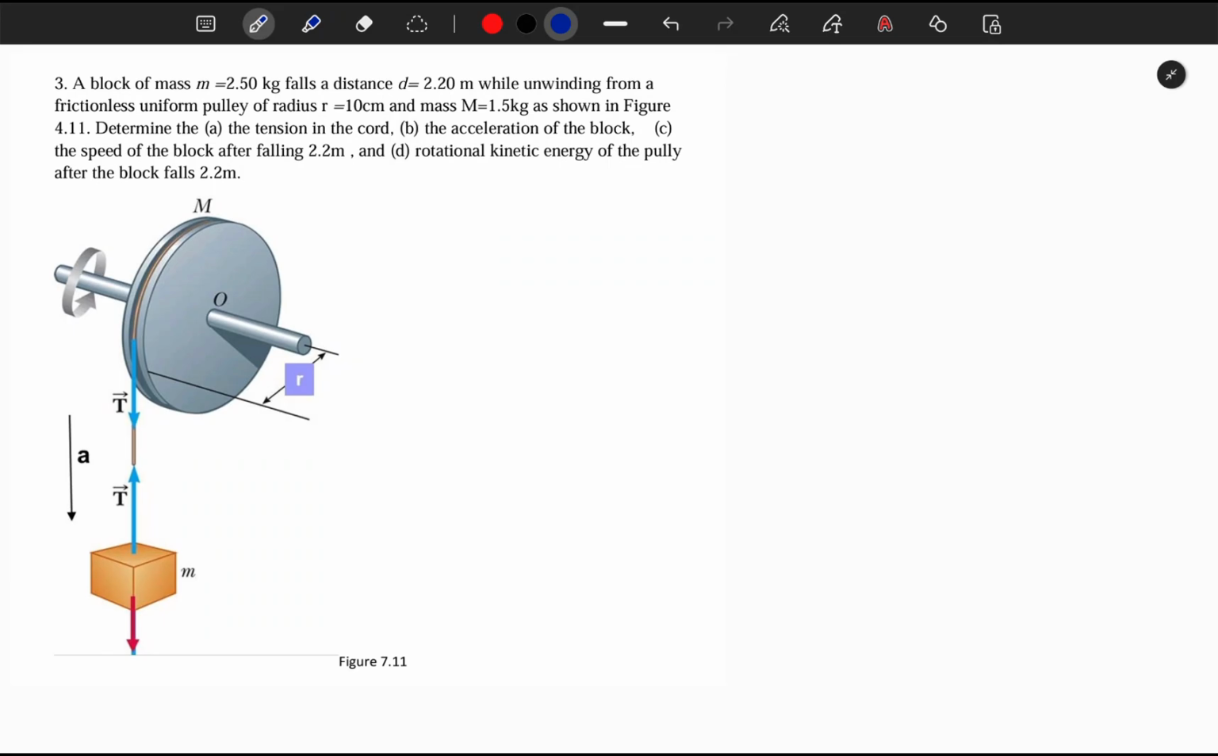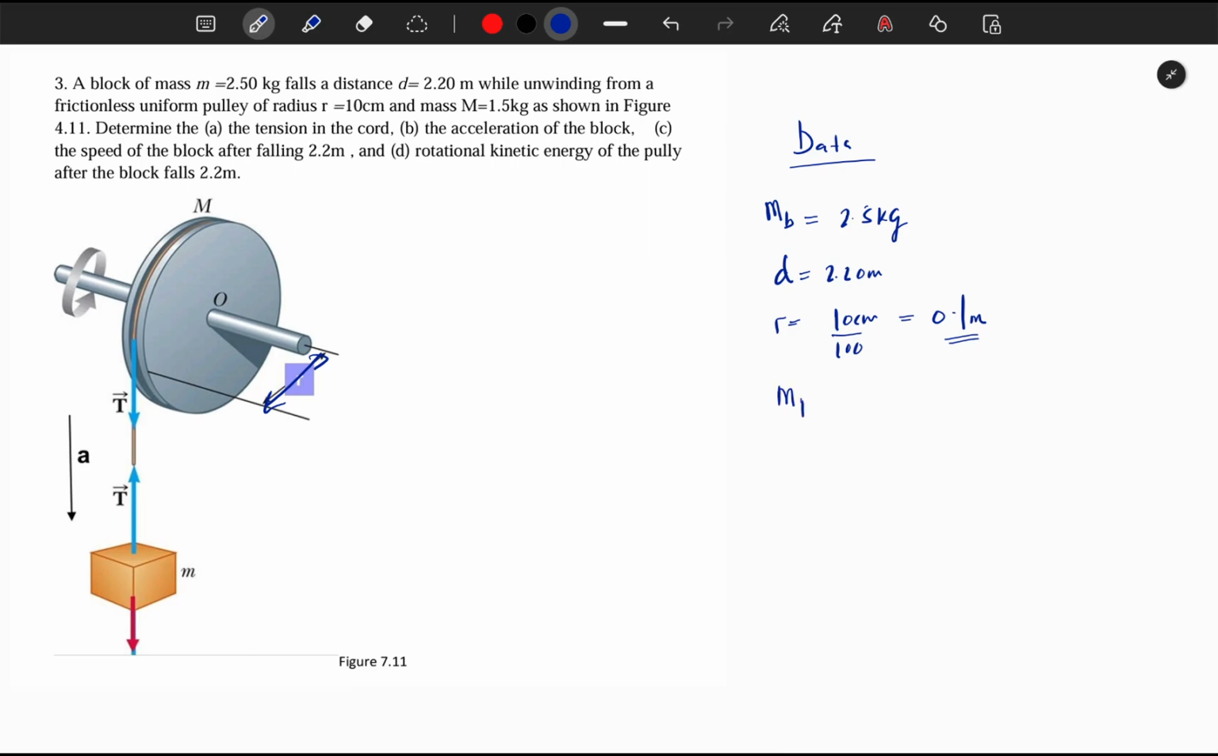All right, so let's just gather the data first before we even go anywhere. It's very important. So we have the mass of the block, let's call it MB. Mass of the block is just 2.5 kilograms. We also have the distance which the block falls, which is 2.2 meters. Then we have the radius, which is 10 centimeters, and we know that distance shouldn't be in centimeters, so we divide by 100 to give us 0.1 meters as the radius.